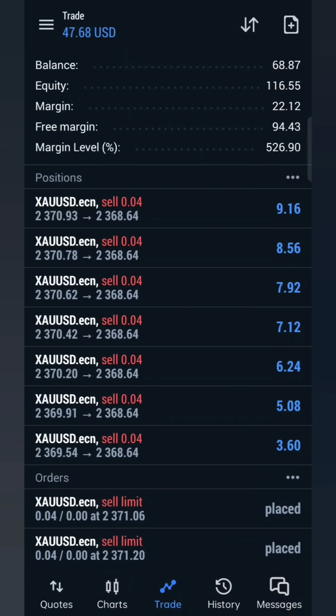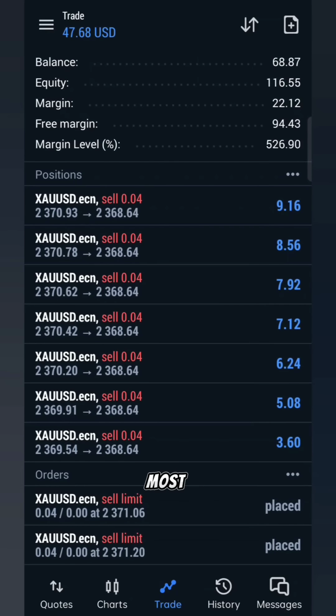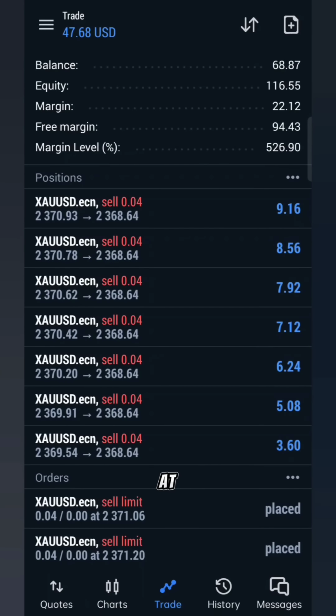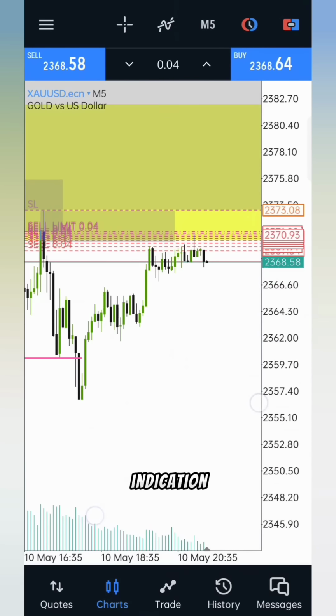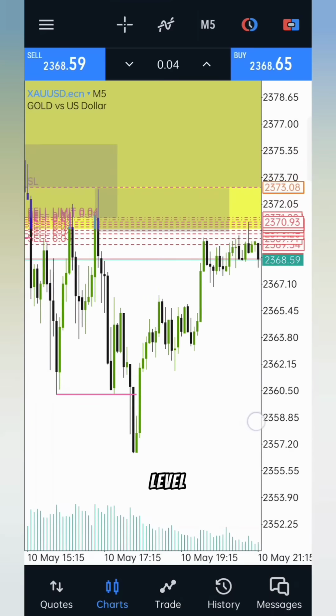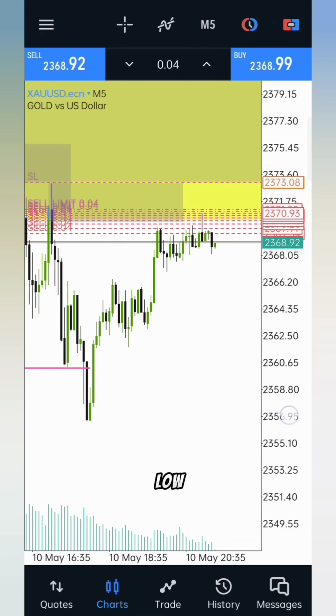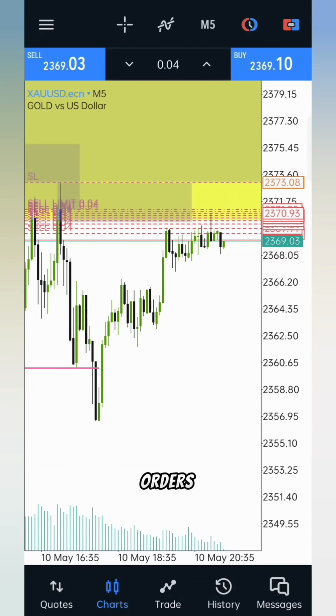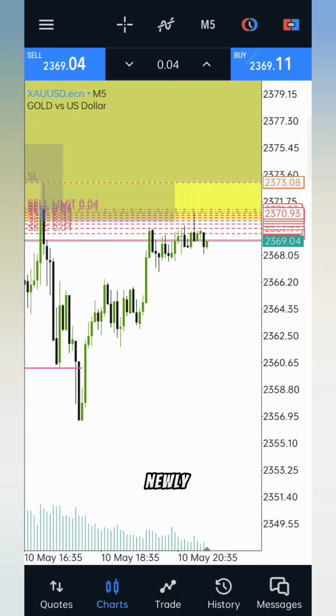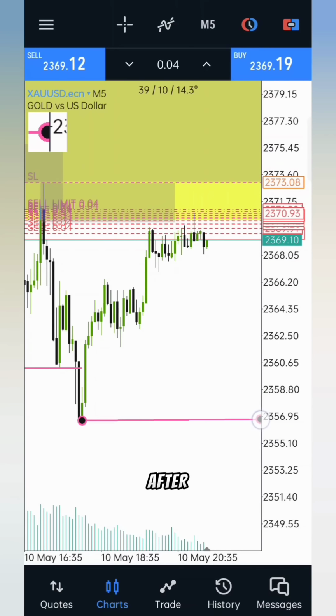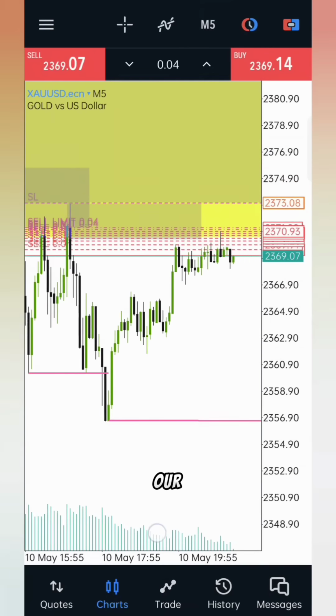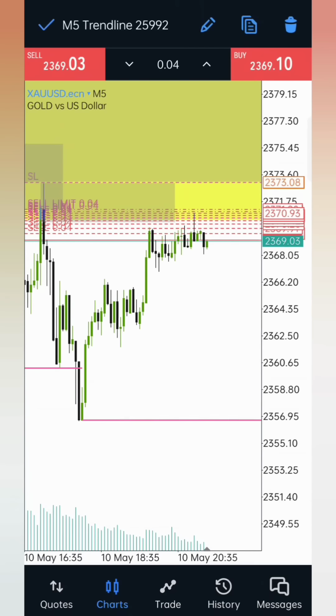A few minutes later. Guys, as you can see, after a while, price filled most of my sell orders except two. The price then began to consolidate at that level. This is also an indication that the price is going to fall from this level. If the price breaks the low again, I'll close all of my orders, and wait for the price to reach our newly established supply zone. After that I'll take positions from that supply zone again. And this is our current profit target zone.